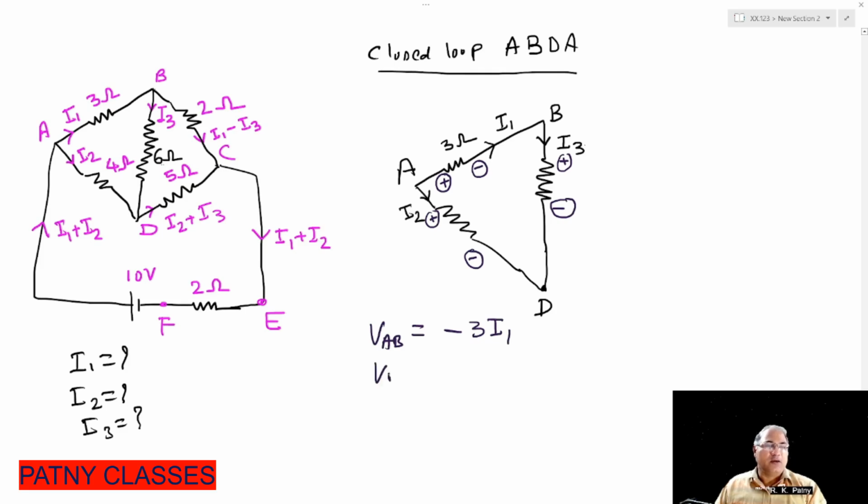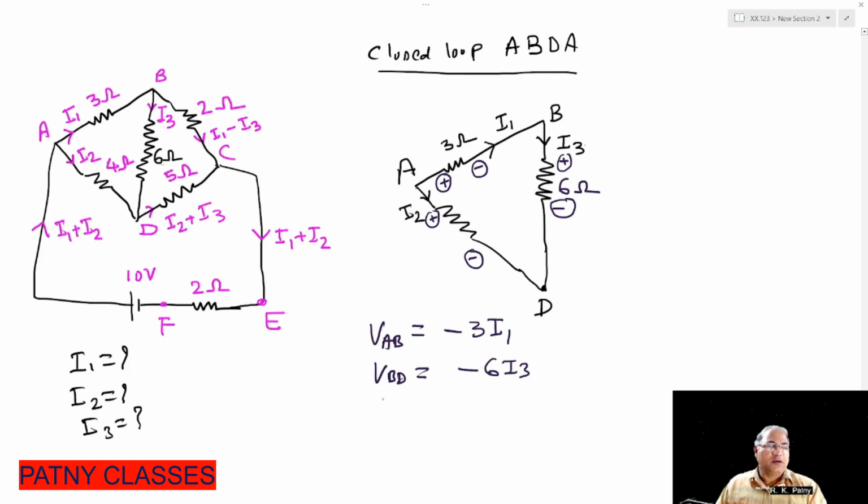After that, VBD. VBD is nothing but the resistance value here. The resistance value is 6 ohms, and you are going from plus to minus, so write down the minus here. When you are moving from higher to lower potential, the sign is minus because there is a potential drop. Therefore, it is minus 6I3.